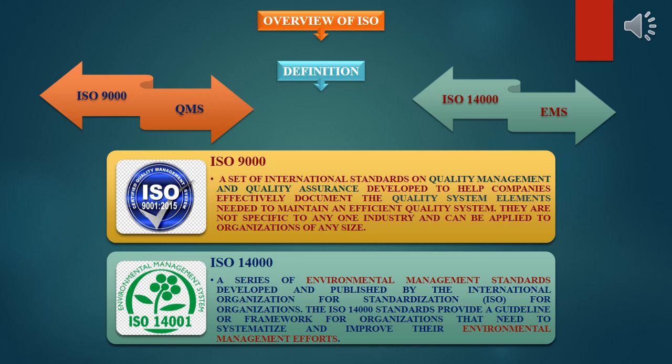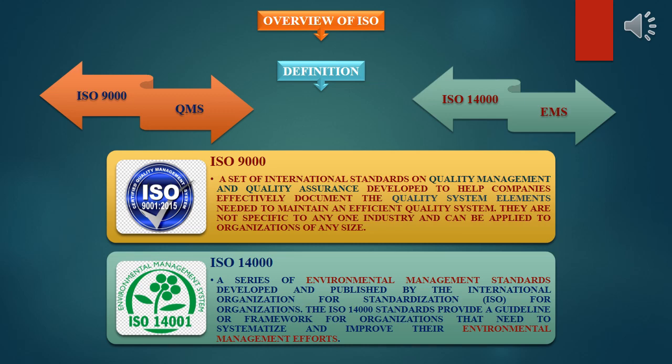First we'll see what is ISO 9000. It is defined as a set of international standards on quality management and quality assurance developed to help companies effectively document the quality system elements needed to maintain an efficient quality system. They are not specific to any one industry and can be applied to organizations of any size. It is about the ISO 9000 series.